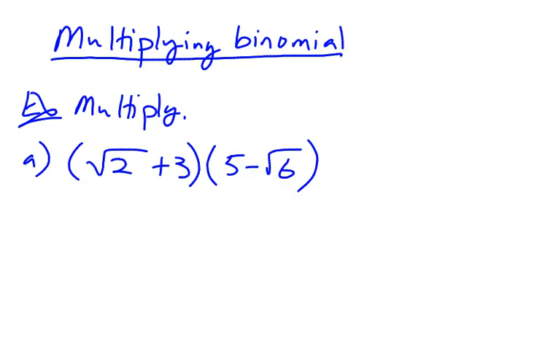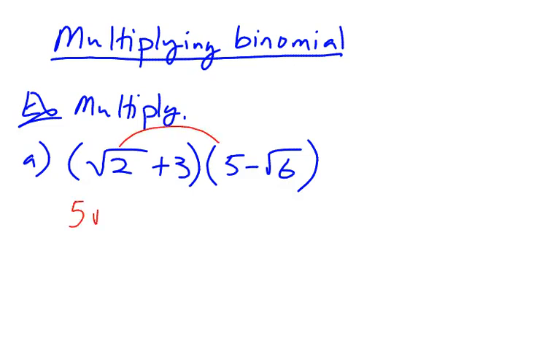Okay, the next thing we're going to do is just multiply binomials. Now, to multiply binomials, again, we're going to FOIL like we've done with variables. Because again, don't forget that radicals behave like variables. So if I have radical 2 plus 3 times 5 minus radical 6, all I'm going to do is distribute the radical 2 to the 5.